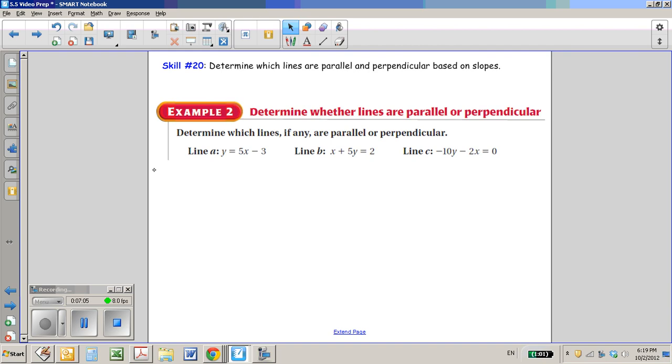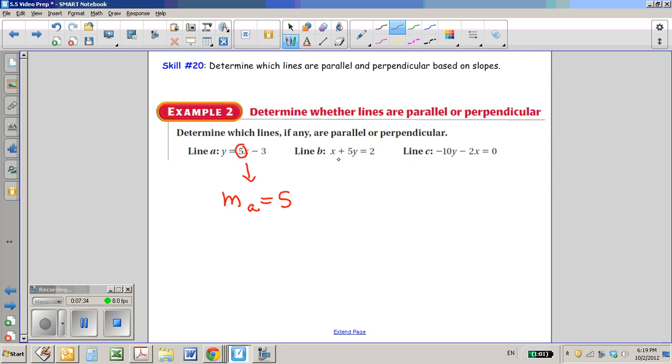Okay, so skill number 20 in this section is going to be determining which lines are parallel and perpendicular just based on slopes. So what I need you to do is determine the slope for each of the equations, for each line. So here it's already in mx plus b form, so this is the slope here. The slope of line A is 5, and this little a helps me be organized.